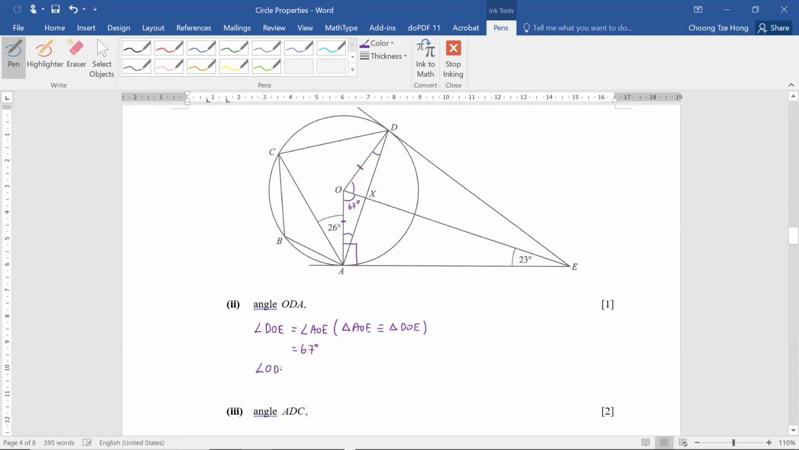Then after that, we can use isosceles triangle to find angle ODA. So angle ODA equals 180 minus angle AOD, divided by 2. This one will be isosceles triangle AOD. If you sub in the values over here, then you will be able to get 23 degrees. So the answer over here will be 23 degrees. Not too difficult.